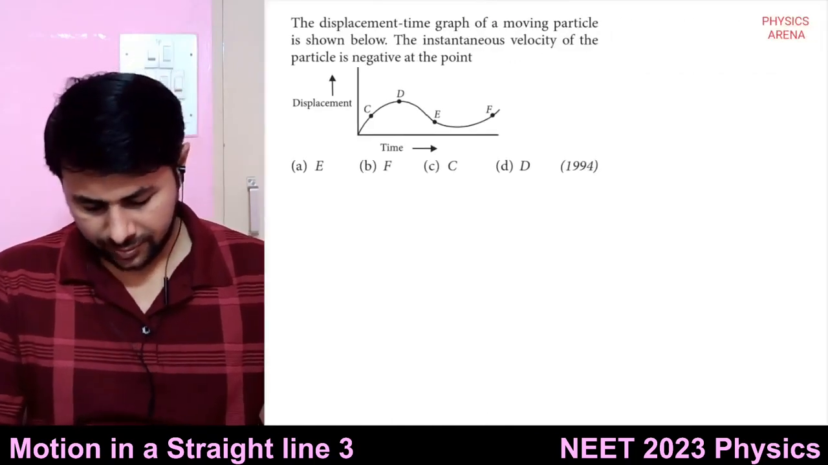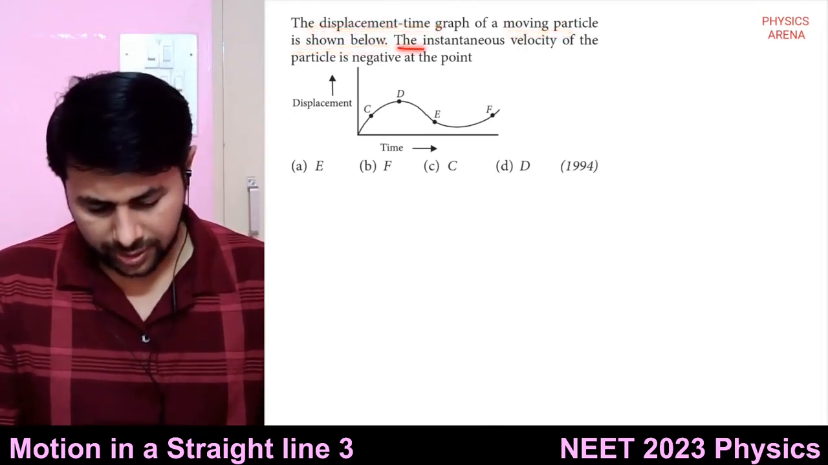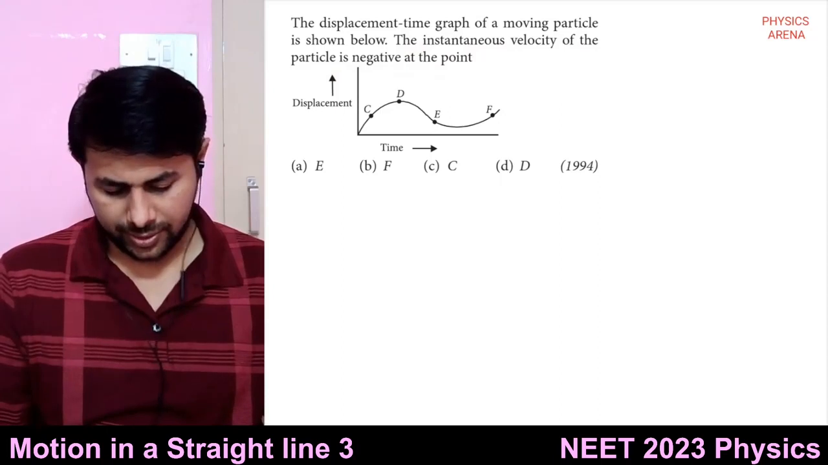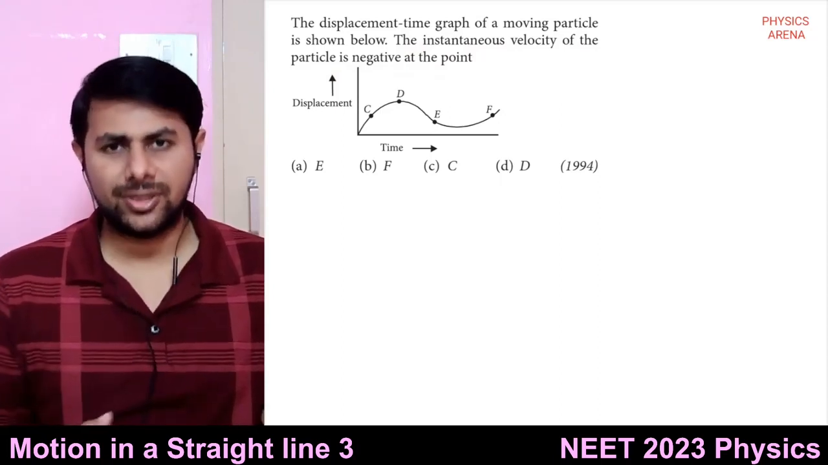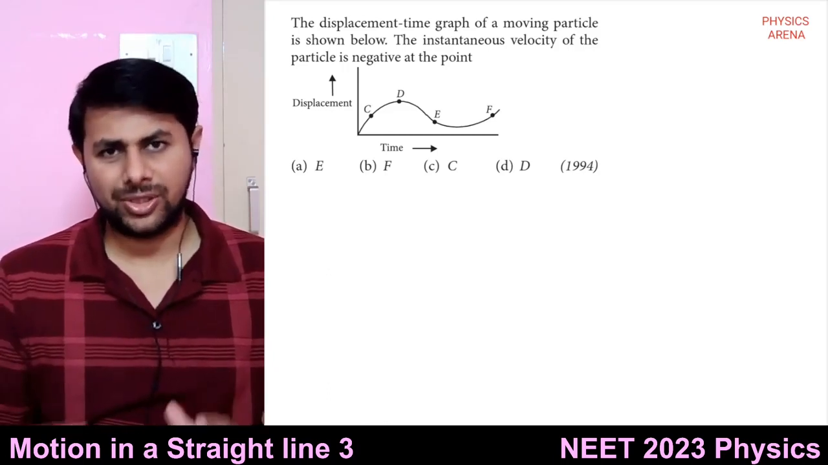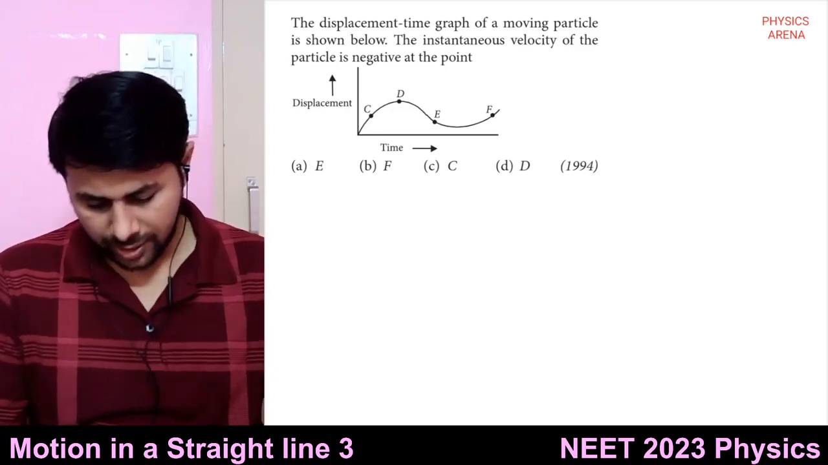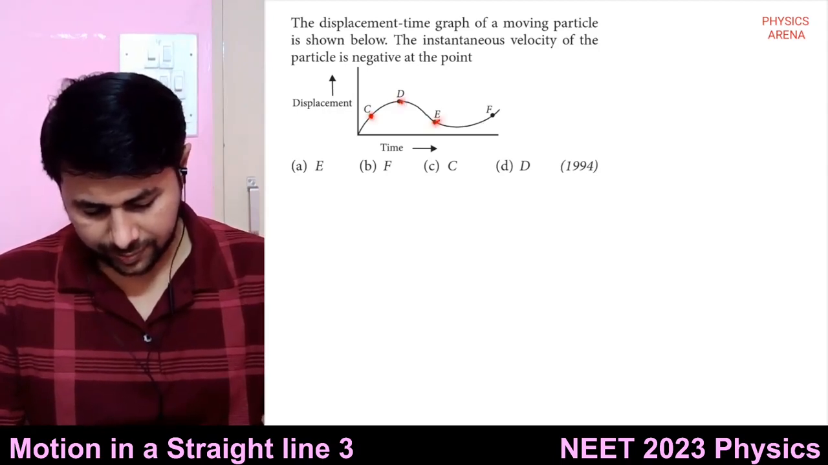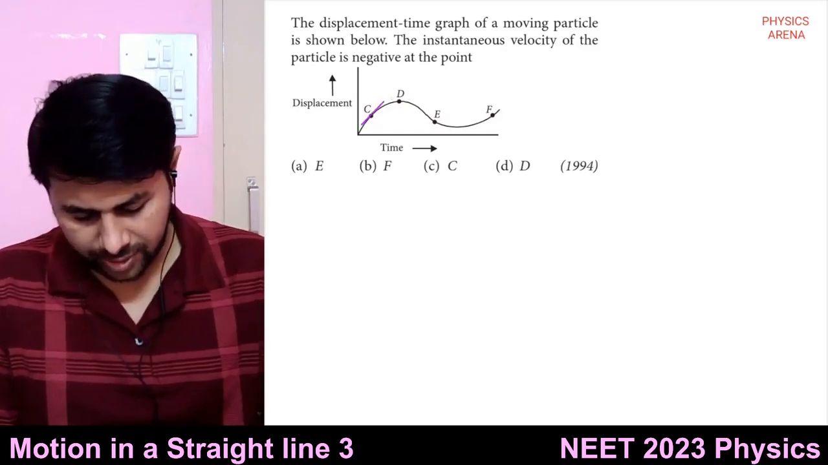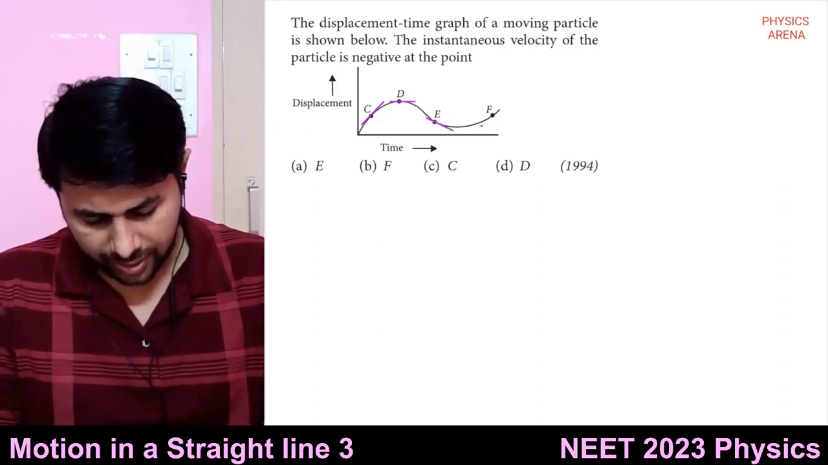Next question. The displacement time graph of a moving particle is shown below. The instantaneous velocity of the particle is negative at a point. We have seen what instantaneous velocity is. At any time, draw a tangent to the position versus time graph, and the slope of that tangent gives you the instantaneous velocity. We have these four points, so let's draw tangents at these points: 1, 2, 3 and 4.